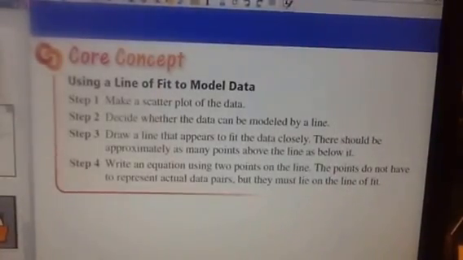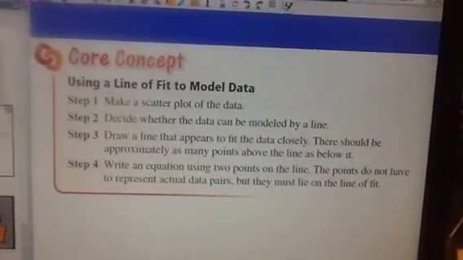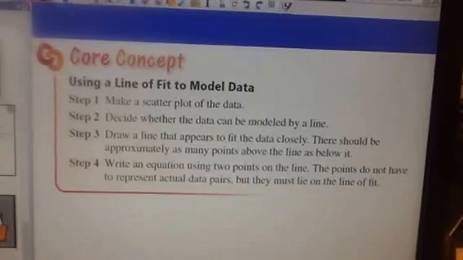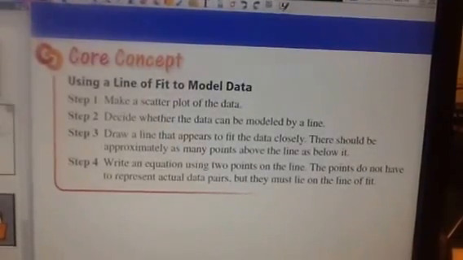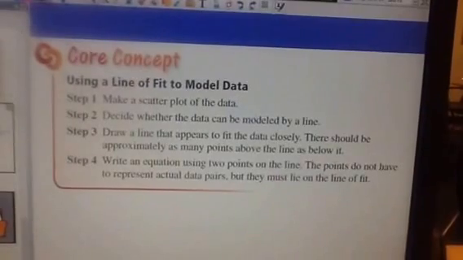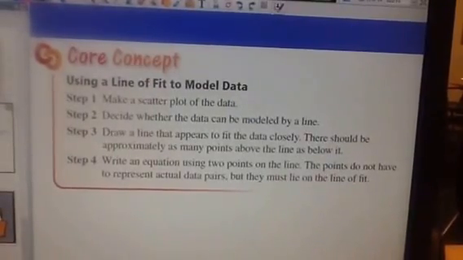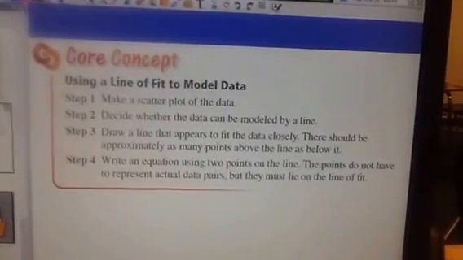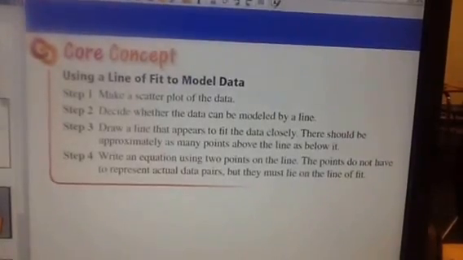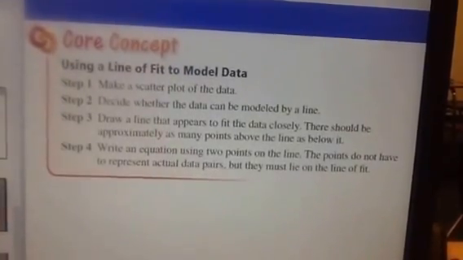This last idea is to use a line of fit to model data. So the first step is to make a scatter plot of data, decide whether the data can be modeled by a line. Draw a line that appears to fit the data closely. There should be approximately as many points above the line as below it. And write an equation using 2 points on the line. The points do not have to represent an actual data pair, but they must lie on the line of fit.